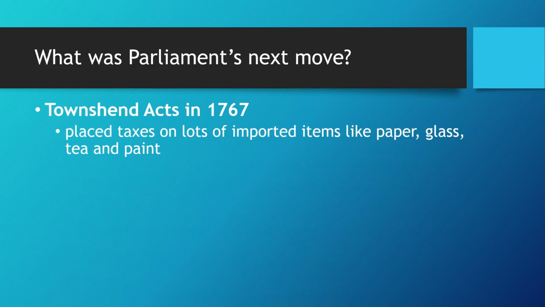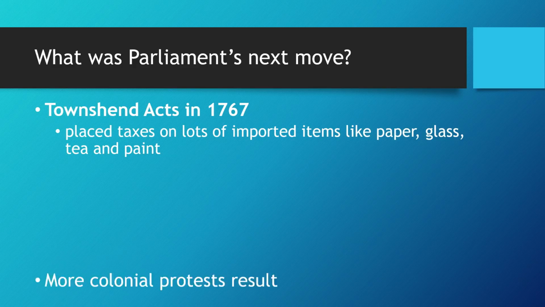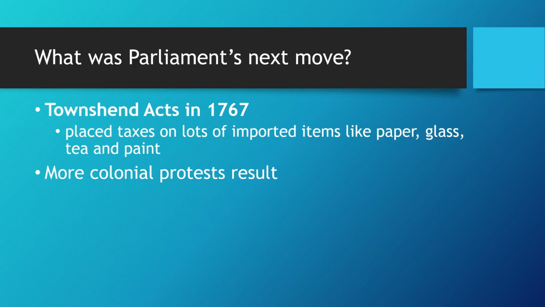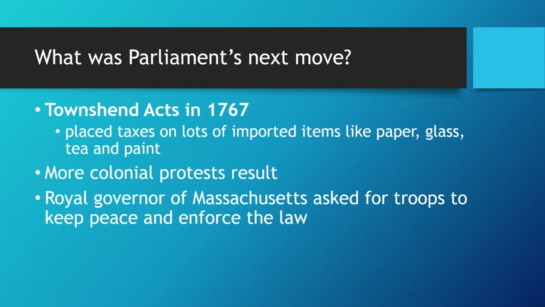The new leader in Britain, Charles Townshend, passed a new set of taxes in 1767. The Townshend Act placed taxes on lots of imported items like paper, glass, tea, and paint. More colonial protests resulted. The royal governor of Massachusetts asked for troops to keep the peace and to enforce the new laws.